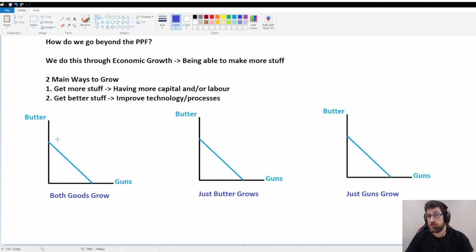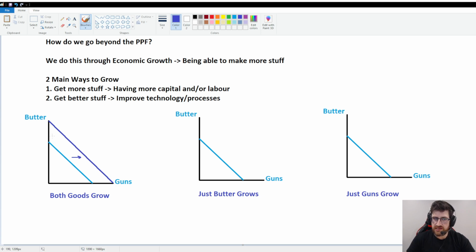Maybe it's immigration. People come into the country. Some people go work in the butter factory or the gun factory. So what's going to happen is, instead of making this much butter, I can make this much butter. Instead of making this many guns, I can make this many guns. And what we end up with is an outward shift. The curve moves outwards and captures all this new area in between.